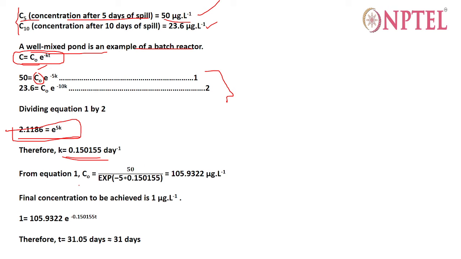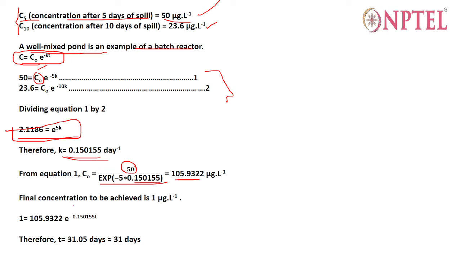Now again write this equation. I have already used this equation in the previous solution. Just go through that. This is nothing but the same format, and I just write it with exp. So this is C naught here. I'm getting 50 and minus 5K. This is the rate, I'm getting K here. So if you just calculate here, you will get C naught as 105.9322 microgram per liter.